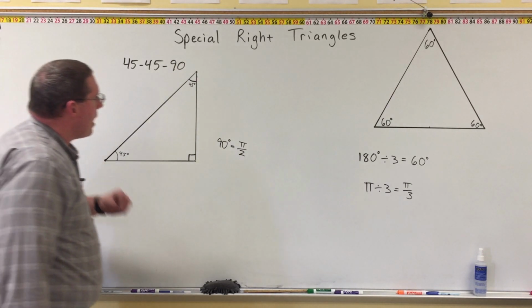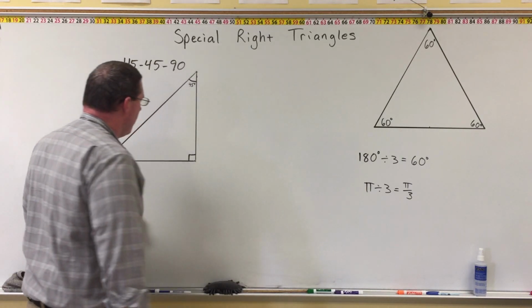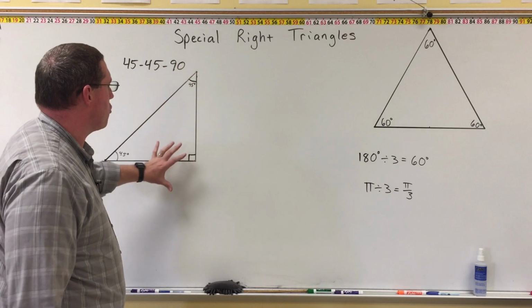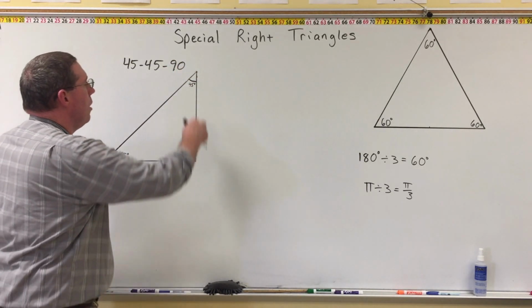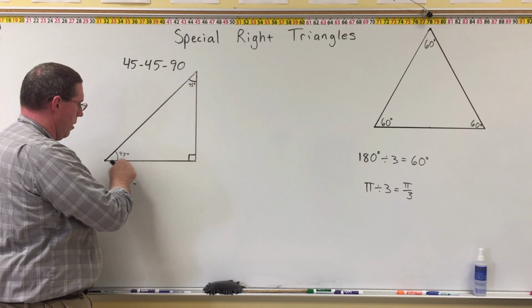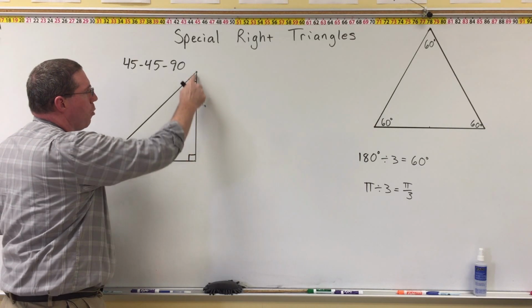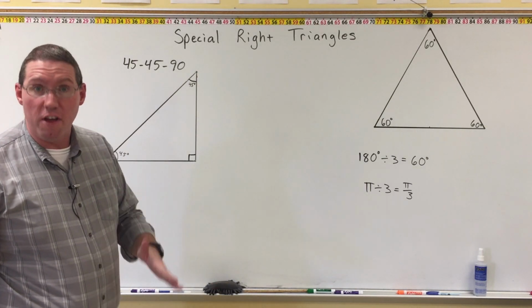Here is the main quality of this 45-45-90 triangle. Because it's half of a square, this is something that we know. We know that this side and this side, because they both come from the square, those sides are equal. They are the same.